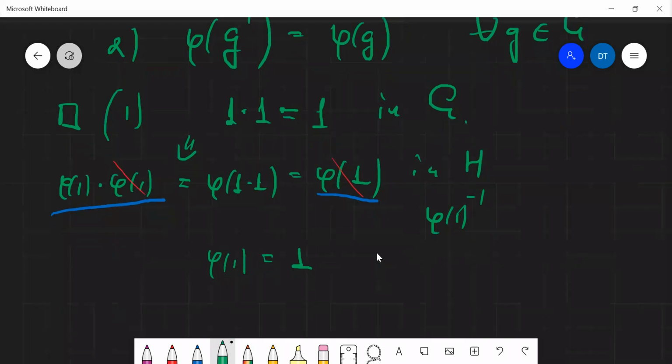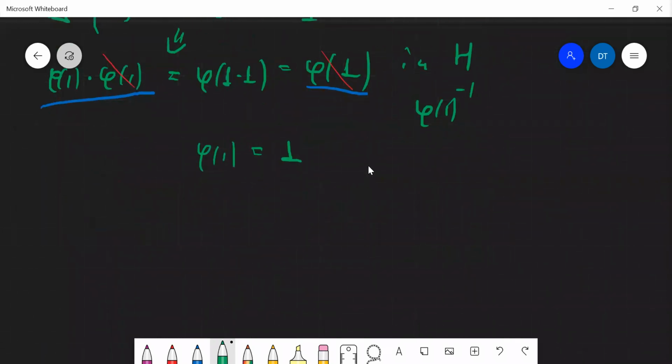Okay, so now, how to prove that phi preserves the inverse elements? Well, let's take an arbitrary element g from capital G, and we want to prove this equality.